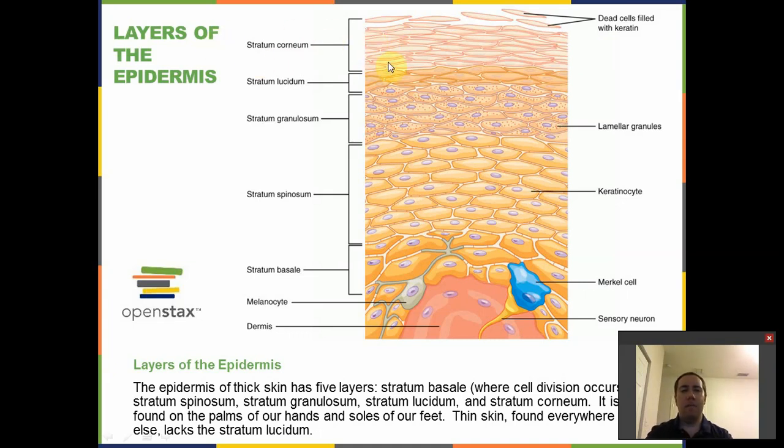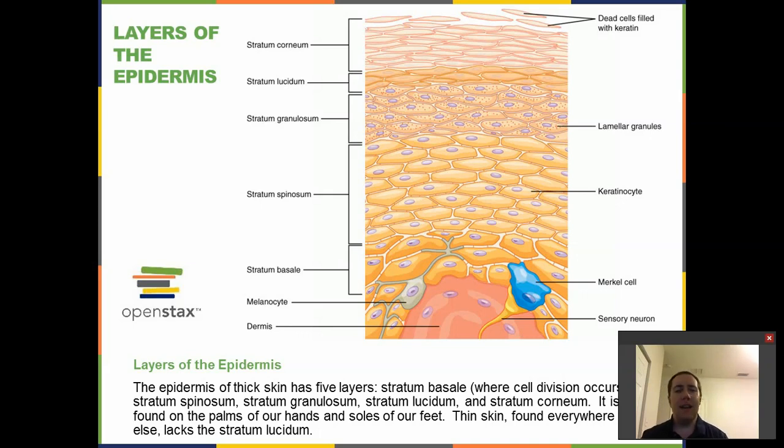Underneath the stratum corneum is the stratum lucidum. Now, the stratum lucidum is the layer that defines the difference between thick skin and thin skin. This stratum lucidum is only present in thick skin. It is not present in thin skin. That means if I ask you a question like, what part of our body can you find the stratum lucidum? You would say the palms of your hand or the soles of your foot. If you said anything other than that, you would get it wrong.